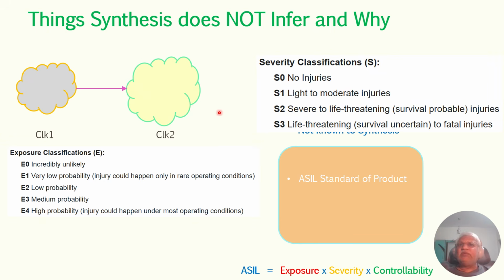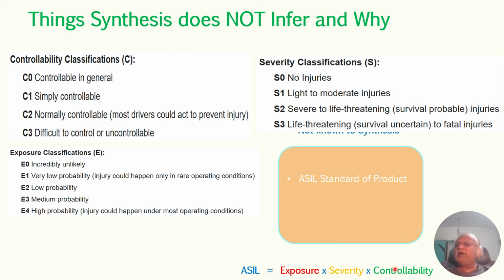Coming to the other one, severity. Severity classification is S0 to S3. S0 stands for no injuries, and for S3, it is life-threatening to fatal injuries. So one needs to figure out, when there is a probability of failure, what the severity is. Now comes the controllability aspect, that is, what controllability exists for the person who is driving the automotive vehicle.